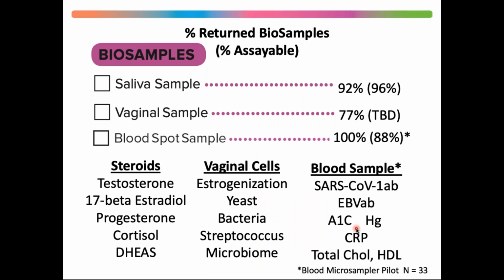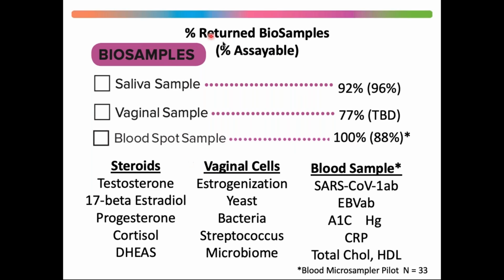our self-pilot. So in summary here, of the saliva, 92% of people returned the saliva sample, and of those, 96% were assayable. As we found, same percentage as in person, 77% of women agreed to give us a sample. And in our blood microsampler pilot, 100% returned actually 4 devices with blood. And at the moment, 88% of those samples were assayable. So we're working on increasing that.